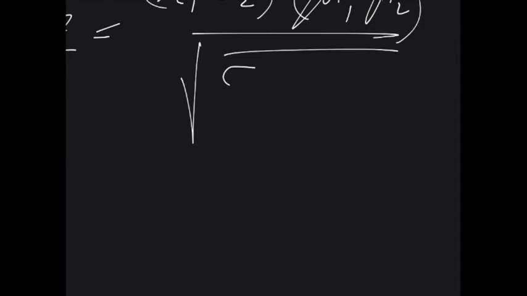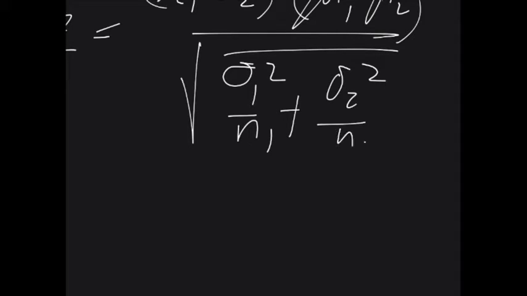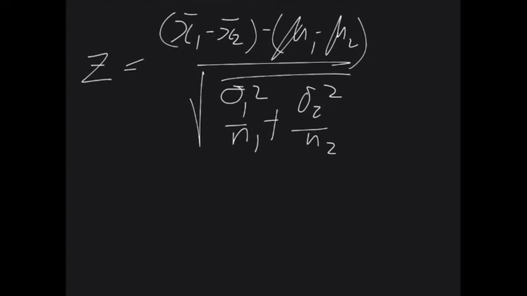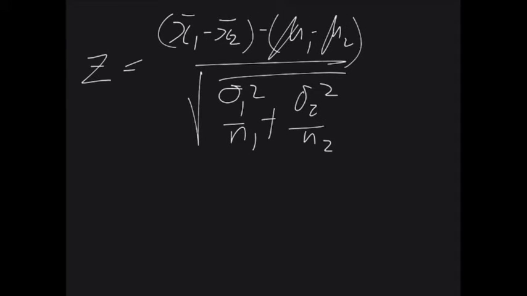So if we look at the formula, when we're talking about two populations, we had z is equal to x bar 1 minus x bar 2 minus mu1 minus mu2 over the square root of sigma 1 squared over n1 plus sigma 2 squared over n2. Given that this is our formula, you want the value of mu1 minus mu2.